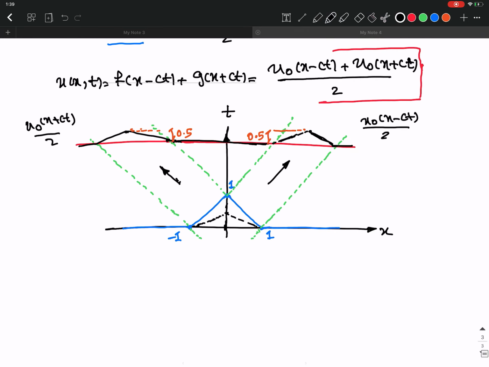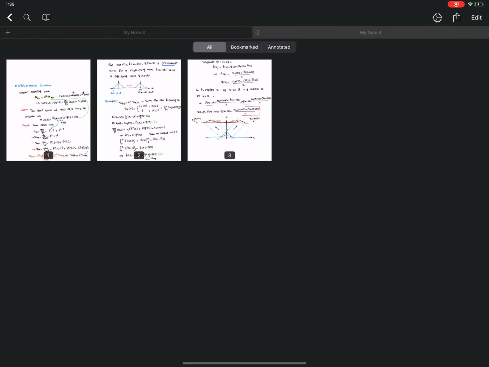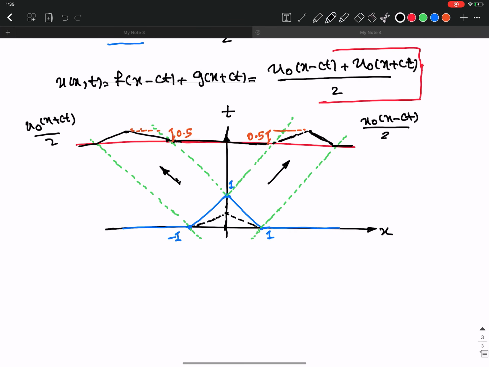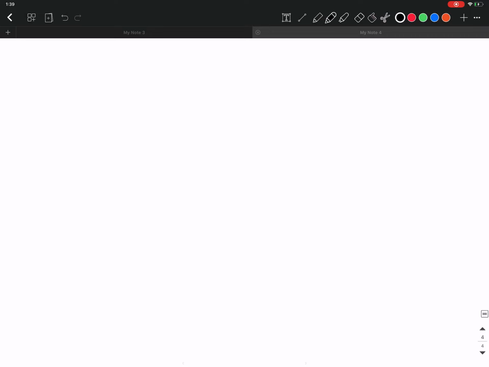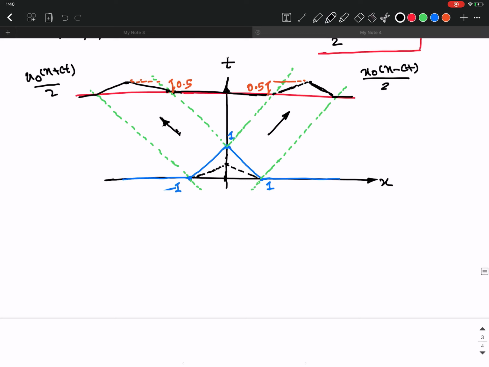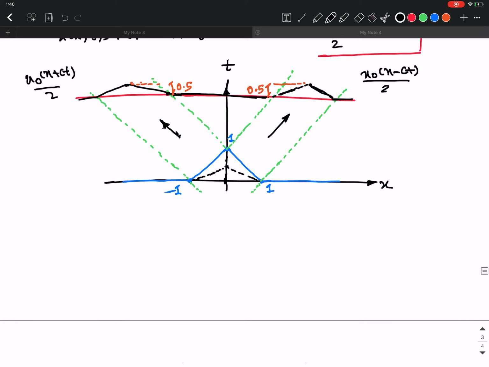So what actually this does is, sorry for that. So what it actually does is, let me add one more page. So what it actually does is the initial condition, just give me a second to fix this.